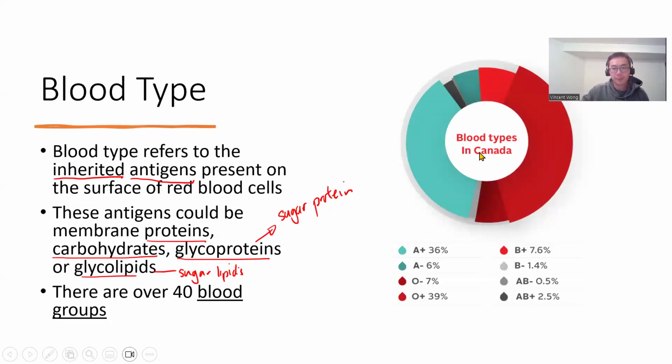Now, over here, according to Canadian Blood Services, the majority of the population is O positive, 39% of the population, followed by A positive. That's another common one. B negative and AB negative are a little bit uncommon in the human population in Canada anyways.